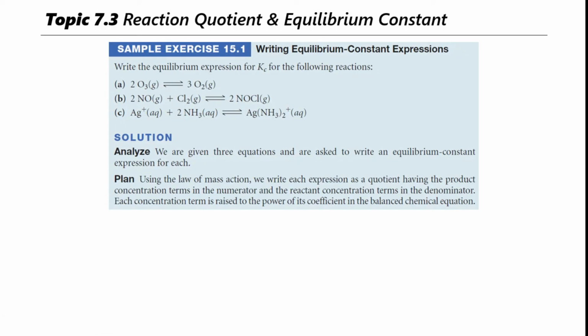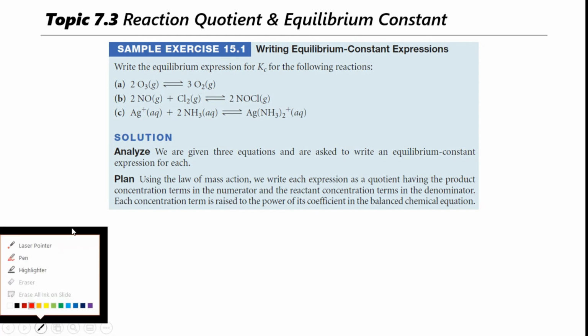Let's try some examples. Okay, so we have three reactions here, and they're all reversible, which means we can write out a K or a Q expression for all of these. Any time we've got a reversible reaction, we can write a Q or a K, specifically in equilibrium. If we've got a reversible reaction, we've got products, we've got reactants, and the reactions go in both ways at the same time. So we've got, for A, two O3s changing into three O2s and then back the other way.